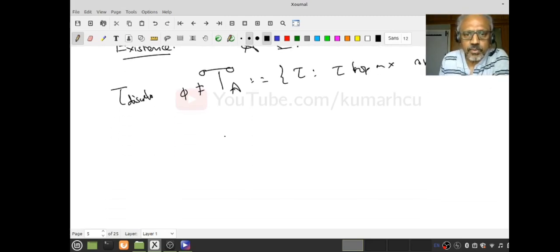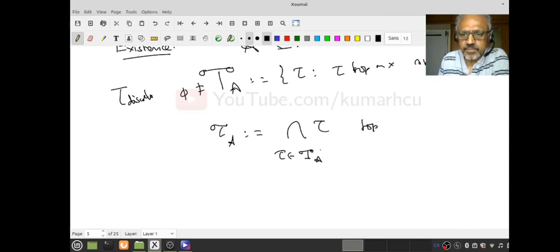Therefore, what do I know? If I look at tau_A to be the intersection of all tau in this family, then this is a topology and this contains script A by construction. Do all of you understand? Because A is a subset of each and every tau in this family. And it's an intersection of topologies, therefore I know this is a topology. So what is it I have to prove? That this is the smallest topology.